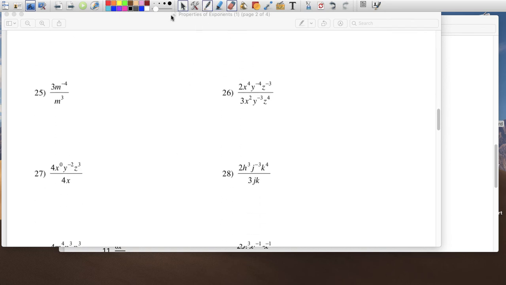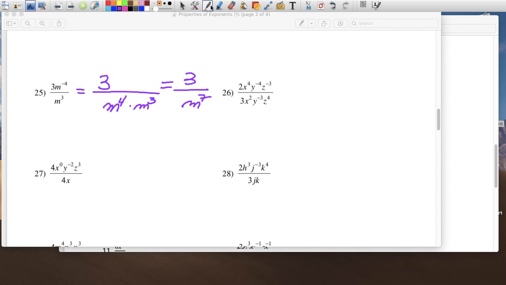Okay, so I think it's better if you switch. So the m to the negative 4, I'm going to throw it down here next to the m to the third. Right now I have both with positive exponents. So there's nothing to do with the 3, so that stays. And m to the 4 times m to the 3 is m to the 7.